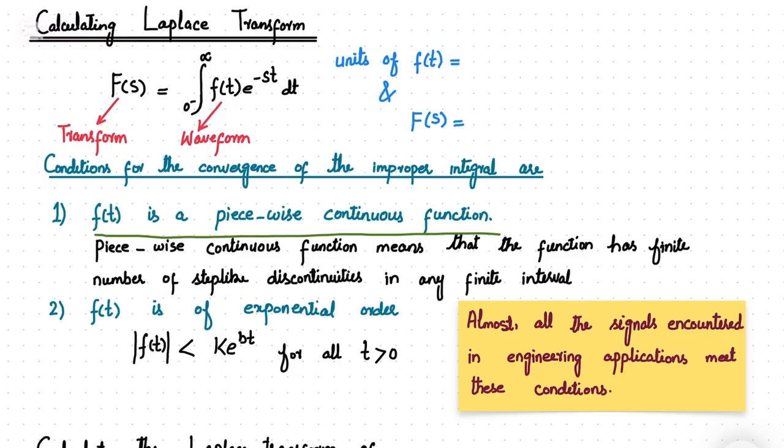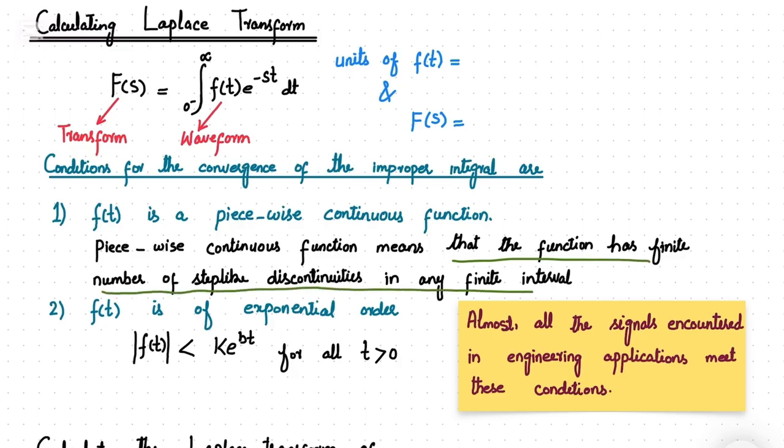What is a piecewise continuous function? Piecewise continuous means that the function has a finite number of discontinuities in a finite interval. A finite number of discontinuities is possible, but if there are many discontinuities within a finite interval, the integral may result in an infinite value, and an infinite value would be of no use to us.